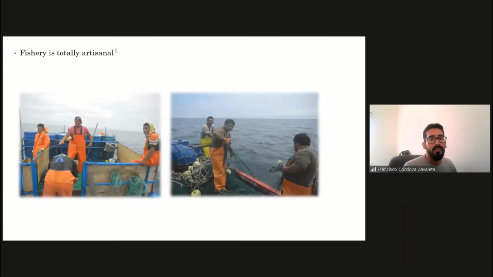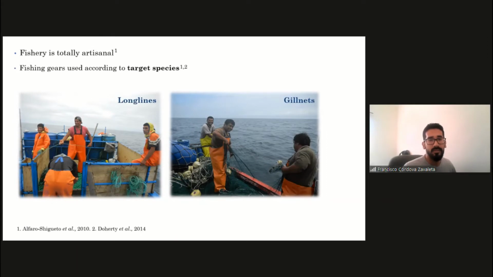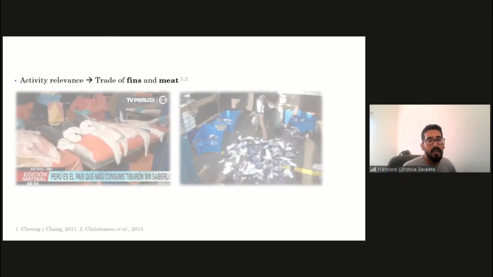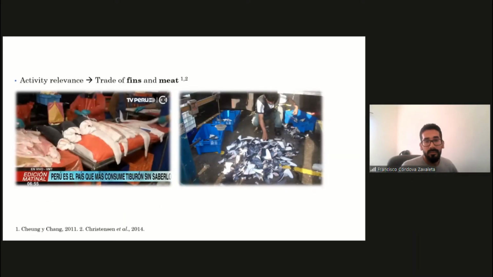So the fishery of elasmobranchs is totally artisanal, and the fishing gear used depends on the target species. I mean, long lines are used for targeting blue sharks and mako sharks, while gill nets are used to pursue some kinds of hammerheads, thresher sharks, and also some eagle rays. The relevance of the activity is the trade of the fins, which go to the Asiatic market, while the meat is consumed locally under the denomination of toyo.